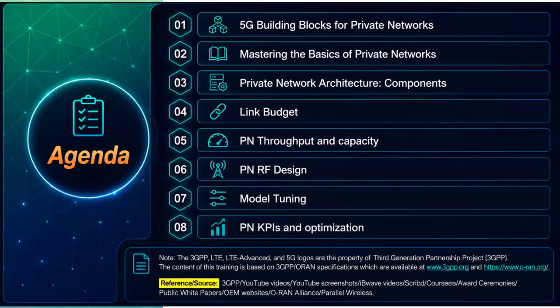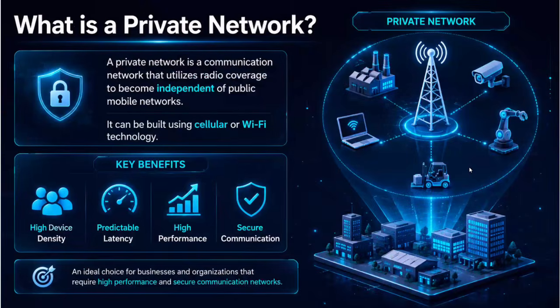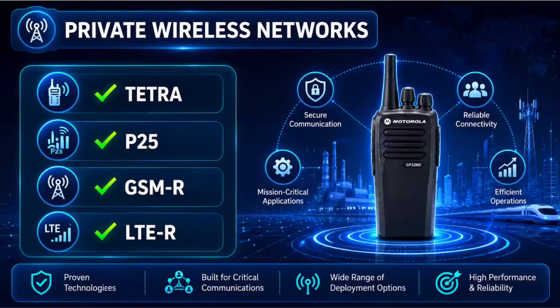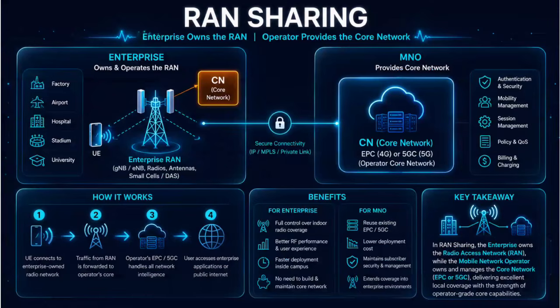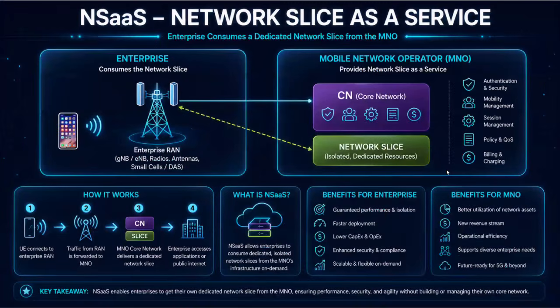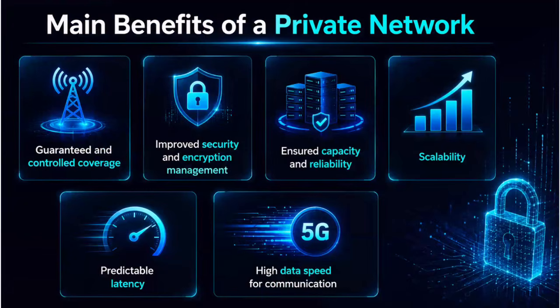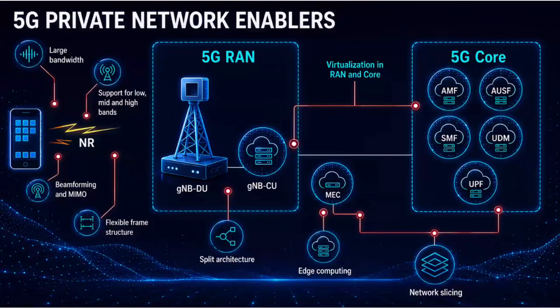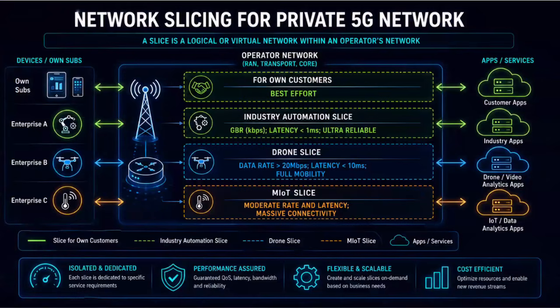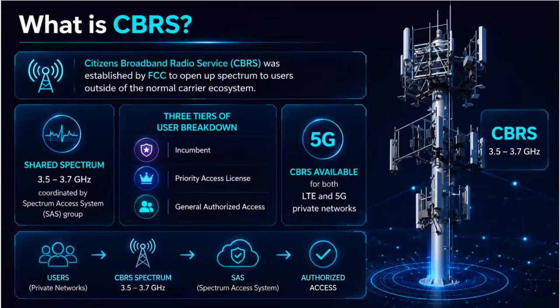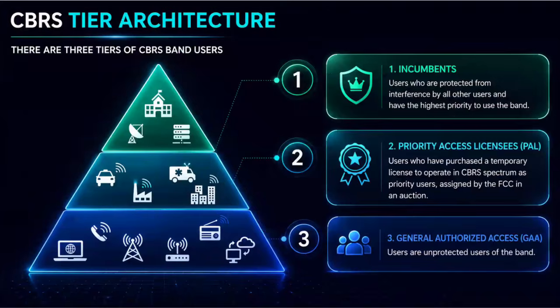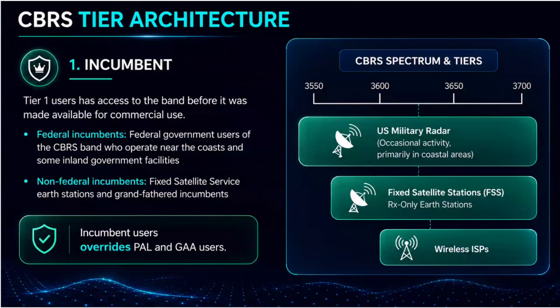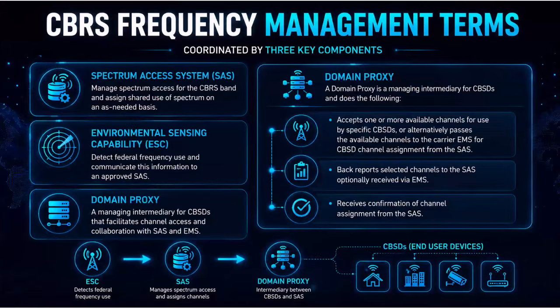Then we jumped to our private networks, mastering the basics, right? Here we checked what a private network is and how it all started. We checked the history. We checked the various architectures in case of private networks. What are the benefits and technologies used, all these things were discussed, right? What are the differences between private networks and Wi-Fi, private network enablers, MEC, network slicing, CBRS, the main architecture of CBRS, and the main tiers of CBRS. All these things we have discussed.